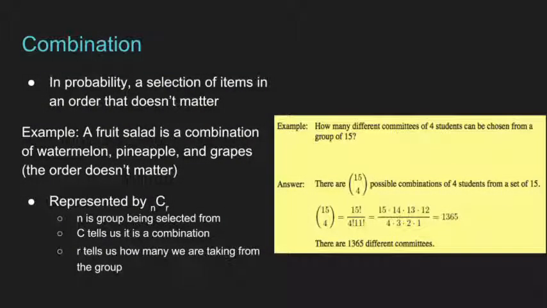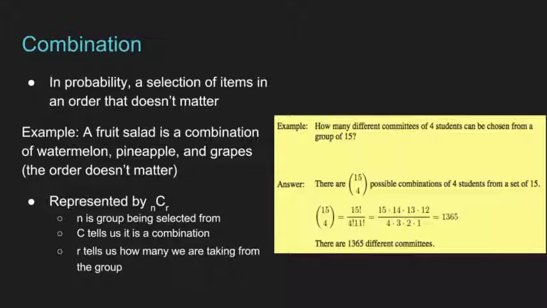In probability, a combination is a selection of items where the order doesn't matter. Example, a fruit salad is a combination of watermelon, pineapple, and grapes. Essentially, the order in which the ingredients go in the fruit salad doesn't matter as long as they're there. It's represented by nCr. N is the group being selected from, C tells us that it's a combination rather than a permutation, and R tells us how many we are taking from the group.